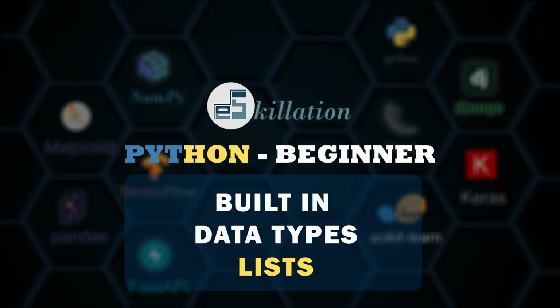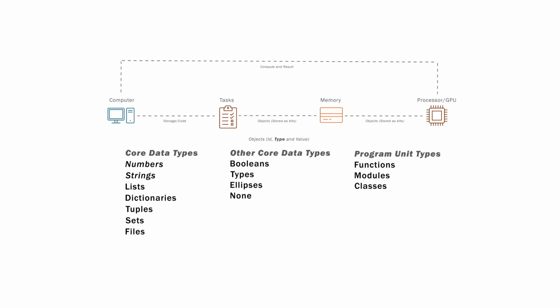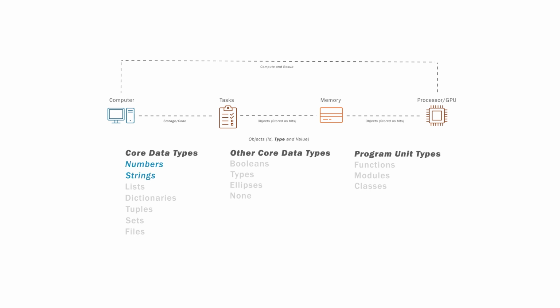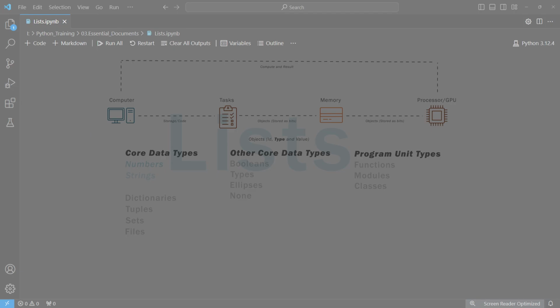Welcome to Escalation. In our previous videos, we went through numbers and strings from a data type perspective, understood different types of numbers and strings, all escape characters in Python, learned immutable nature of both numbers and strings. In this video, we will learn about list, one of the most used data types in Python.